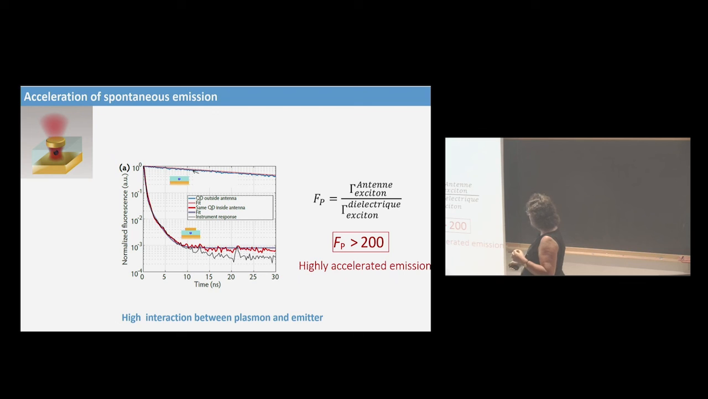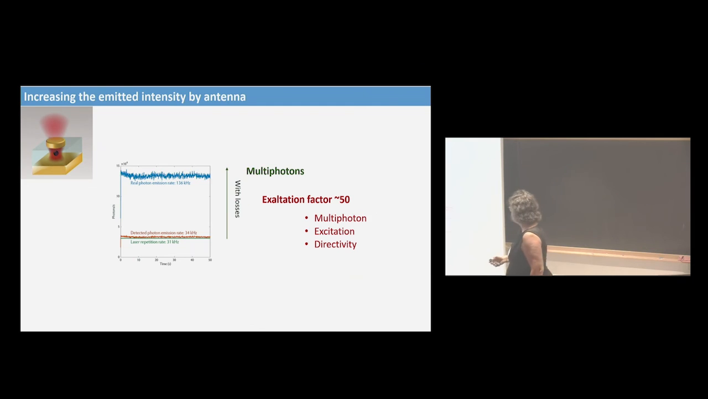So this is quite long. The typical time, which is called the lifetime, is 10 nanoseconds. And when you are inside the antenna, it's very quick. It's so quick, in fact, that we cannot measure it anymore, because what we measure here is the response of the system. So that means that we know the acceleration of the spontaneous emission is over 200, because we are limited by the response of the system. This proves that when you have an emitter like this inside an antenna, its interaction is very high.